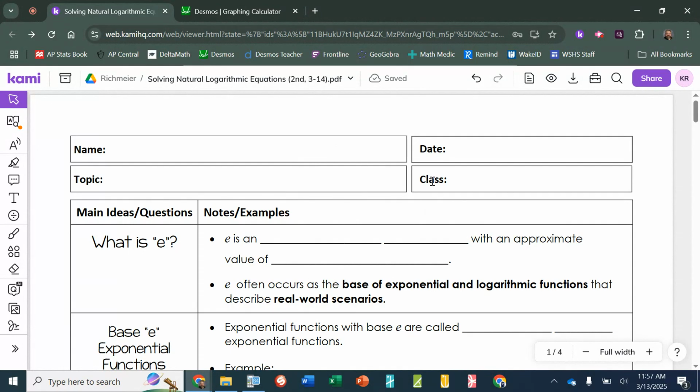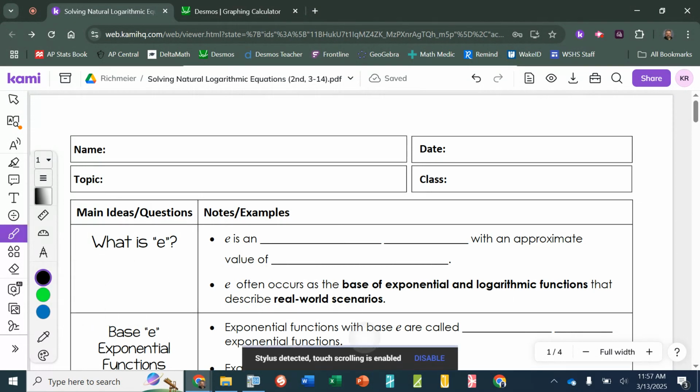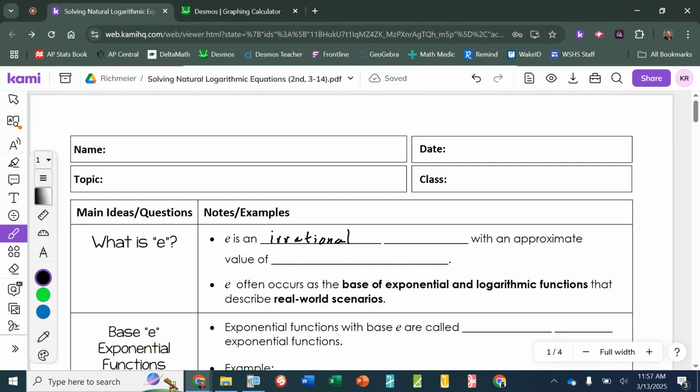So what is e? e is an irrational number, meaning that its decimal will never repeat itself and it'll never stop. Its approximate value is 2.71828. I believe it goes 1828 for a while, but then every once in a while you'll get another digit.